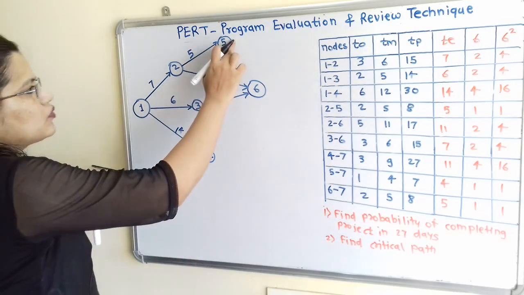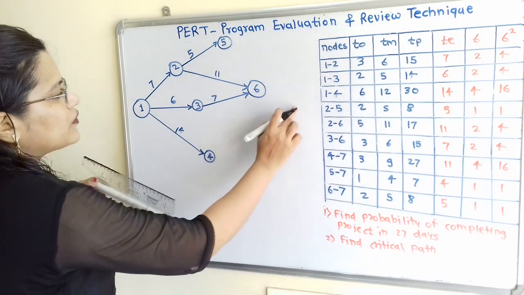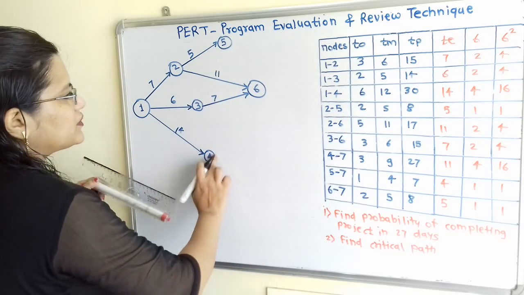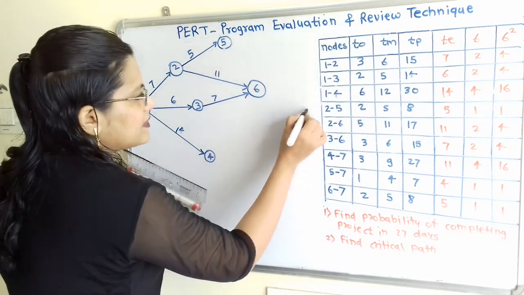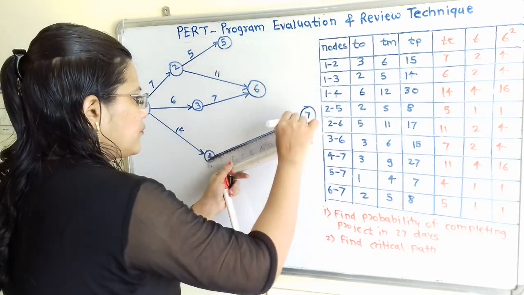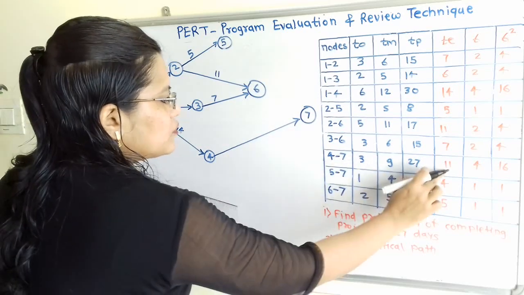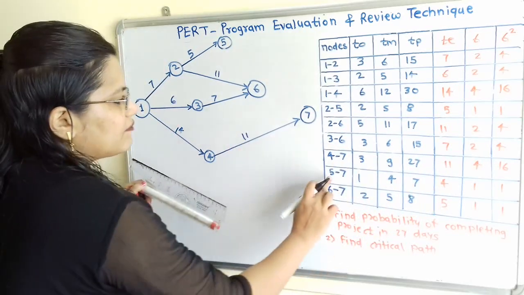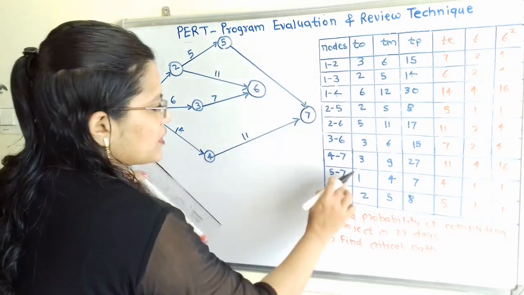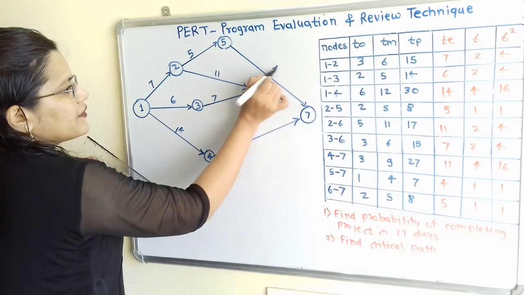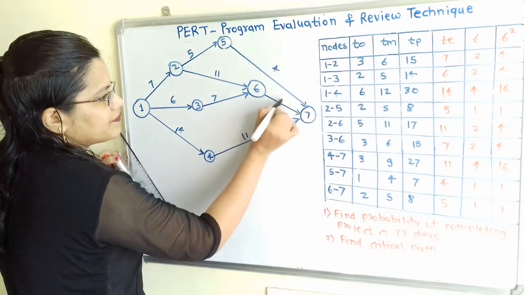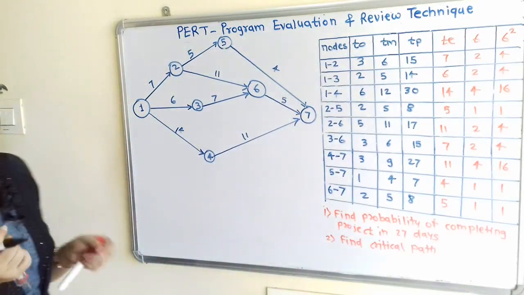So here is node 5 and here is node 4. So we have to take the node 7 as we have to join 4, 5 and 6. So here is 4, 5 and 6. So I will take, this is the end node 7. Now I will join this 4 to 7. So for this 4 to 7, its duration is 11. Then 5 to 7, so we have to join this 5 and 7. And for this duration is 4. And 6 to 7 duration is 5. So this diagram is getting completed.